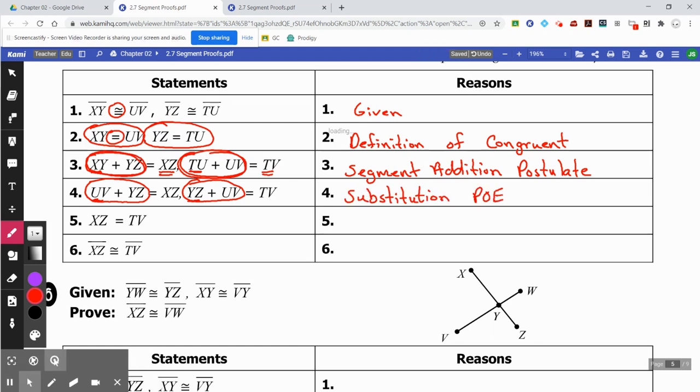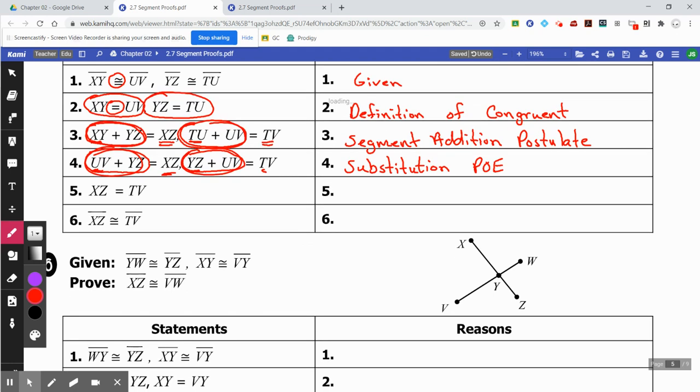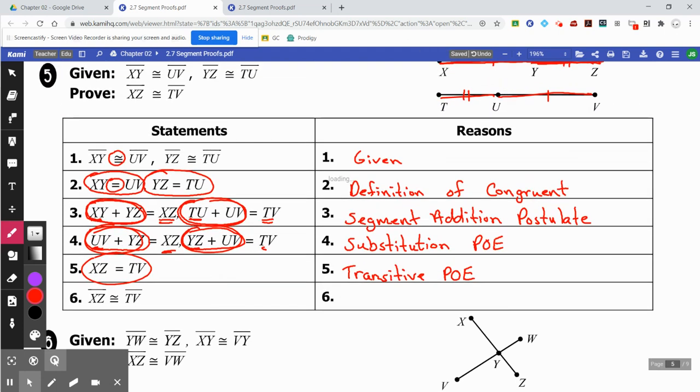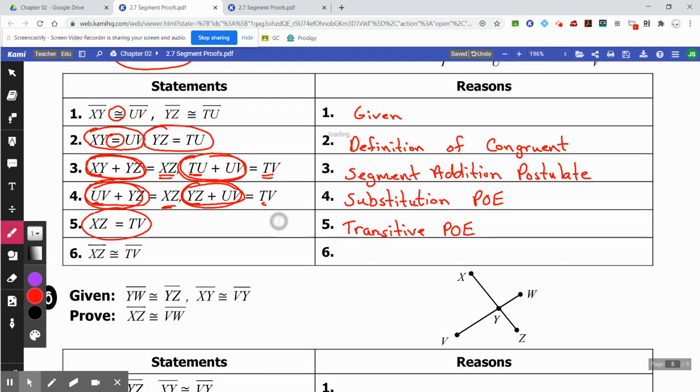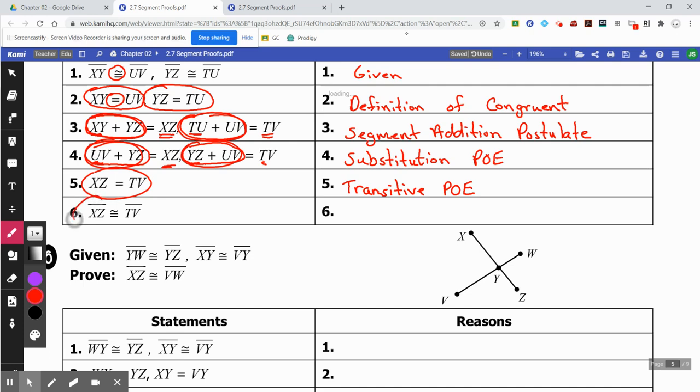And then number 5, since they're both equal to the exact same thing, it doesn't matter the order, by the transitive property, then you can say they're equal to each other, which is what we have here. And finally, since they are equal to each other, notice that we're not trying to prove equality, we're trying to prove congruence. Since they're equal to each other, that means they're also congruent by the definition of congruence.